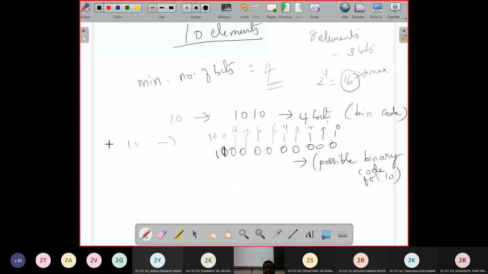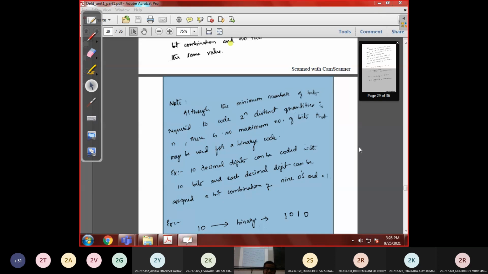So to represent them, this can be one possibility, a 4-bit binary code like this. To represent the same term, this can be an 11-bit binary combination like this, which can also represent 10. So depending on the context, depending on the application you are designing the problem for, you have to choose your binary code representation of the information. Am I clear with this point?